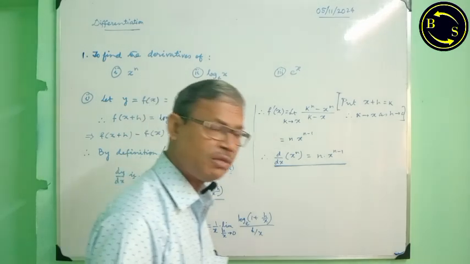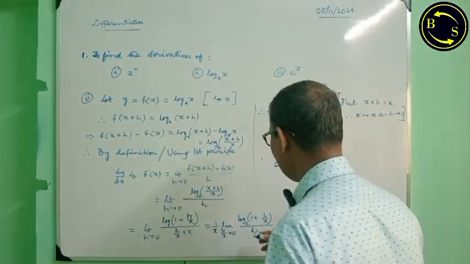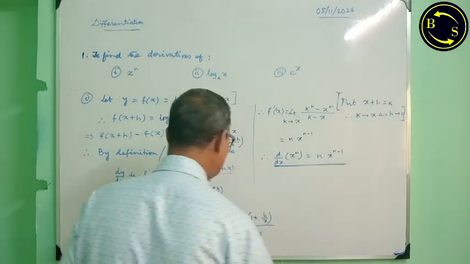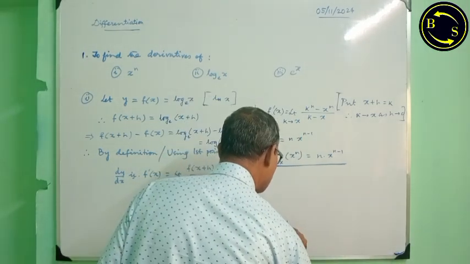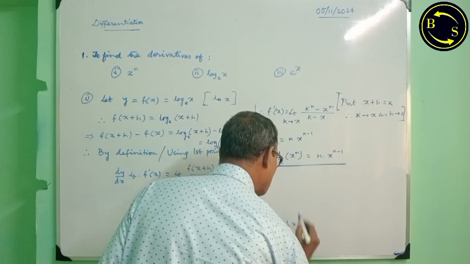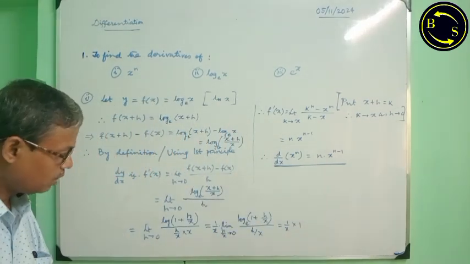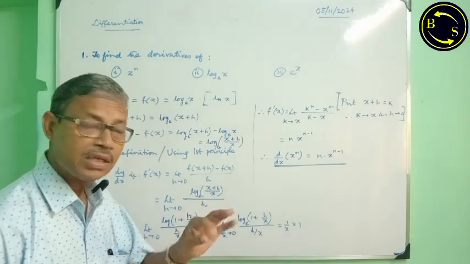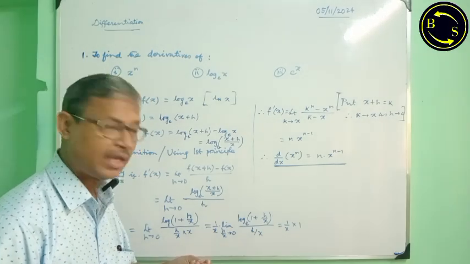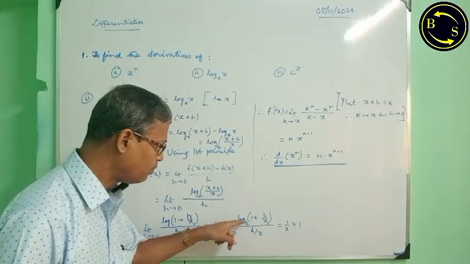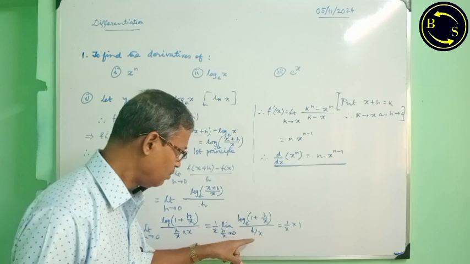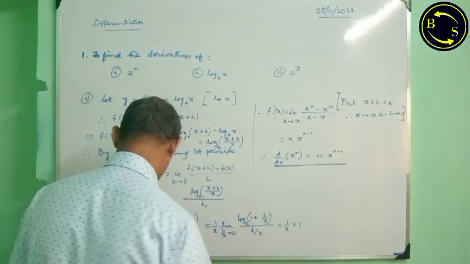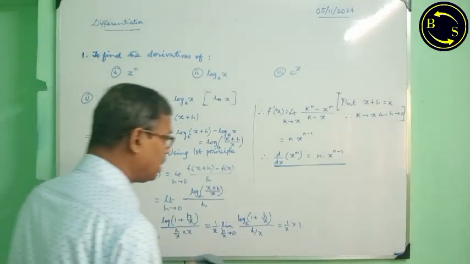Now you can change the variable also like this, or you can write directly here the value 1 by x into 1, because taking h by x equal to, say, a new symbol k, then it will be log of within brackets 1 plus k by k, where k tends to 0. Therefore, this is the same as the standard limit, and we can use that.